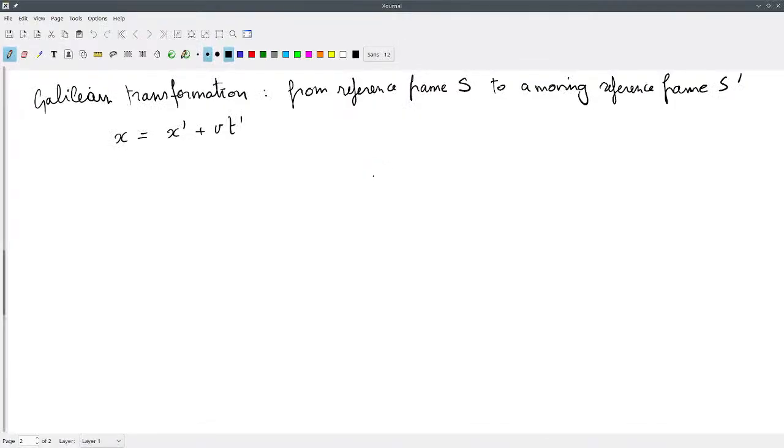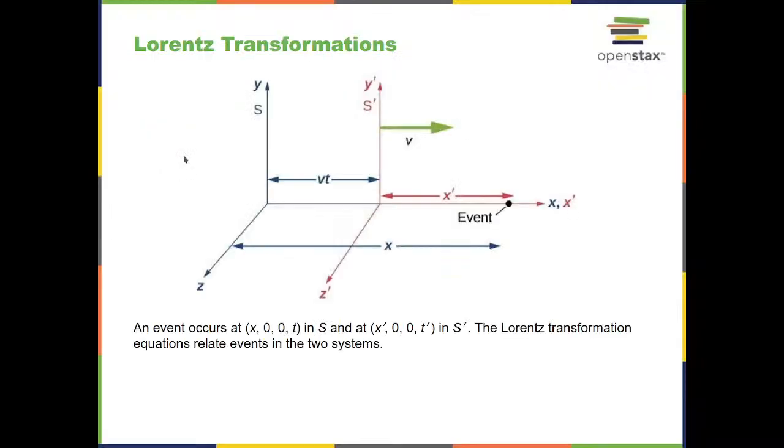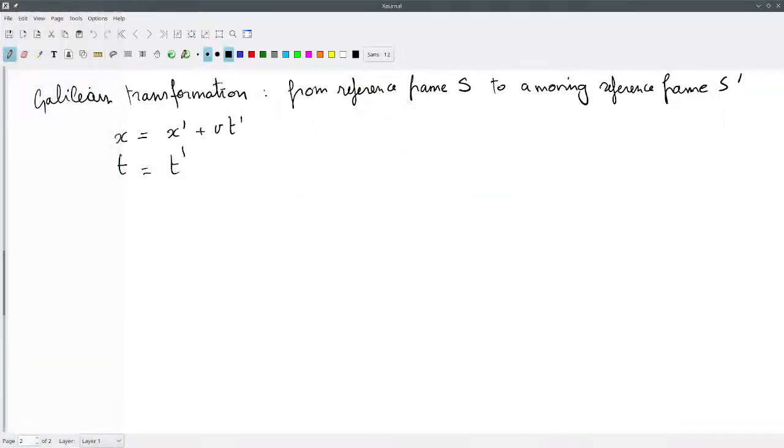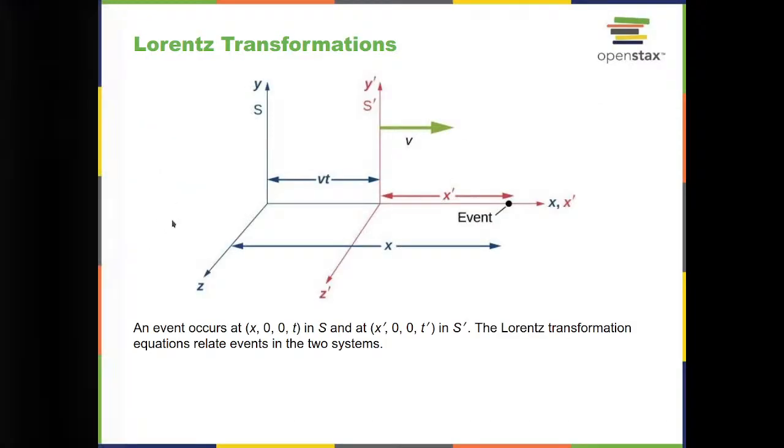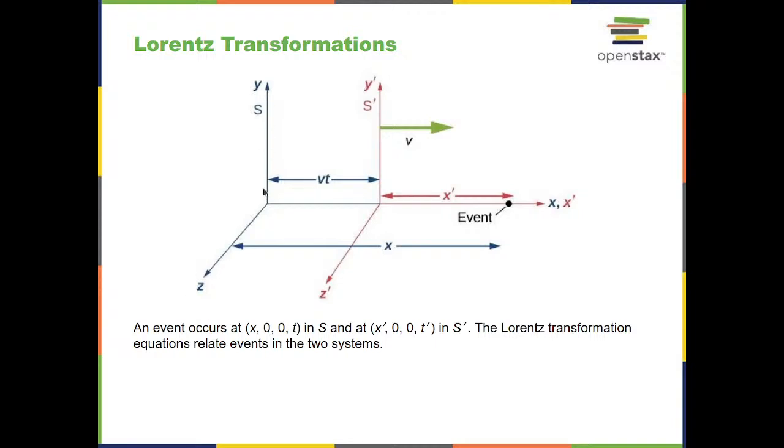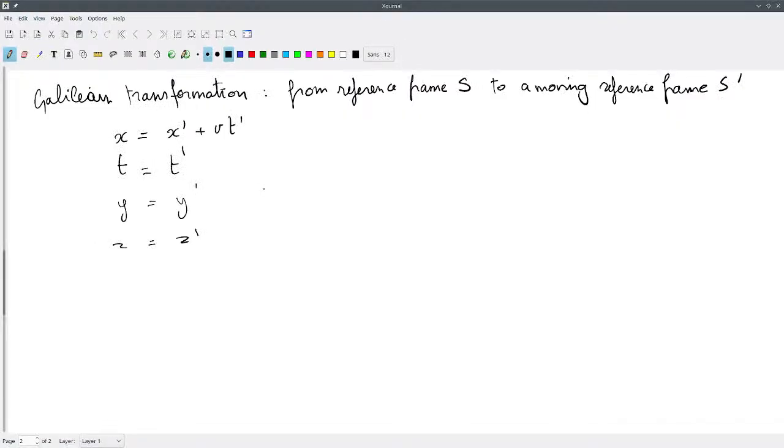And I added a prime here on the time, but of course t and t prime are the same in our traditional description of all of this. There's no different time in Galilean transformations. There's one time, and everyone in every reference frame agrees on that time. And then of course y is y prime and z is z prime. In those other coordinate directions, in z and in y, there's of course no change in the coordinate. So this is the Galilean coordinate transformation to go from a fixed reference frame to a moving reference frame.